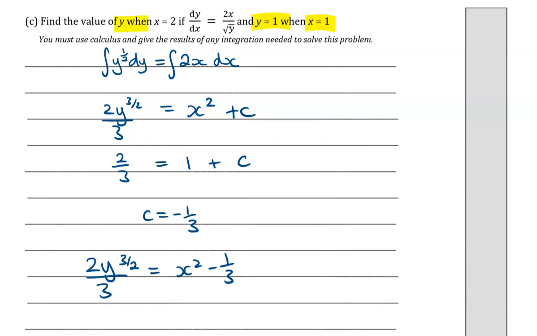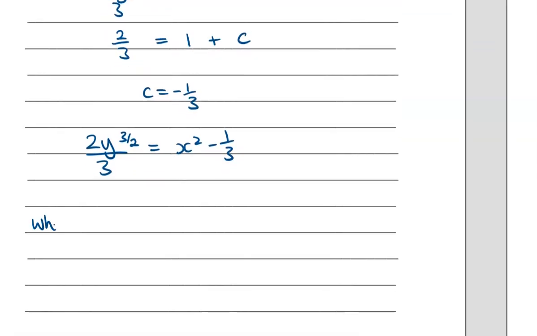Finally, we want to work out the value of y when x is equal to 2. So pop our 2 in when x equals 2. We've got 2/3 y to the 3 over 2 is equal to 4 minus 1/3, and then work that through. And that comes to the decimal 3.116.